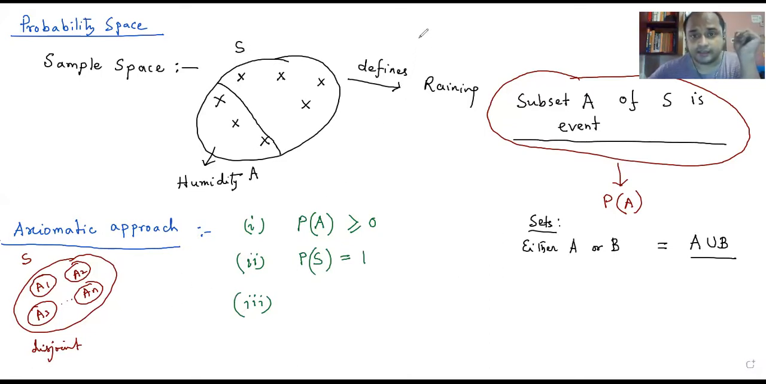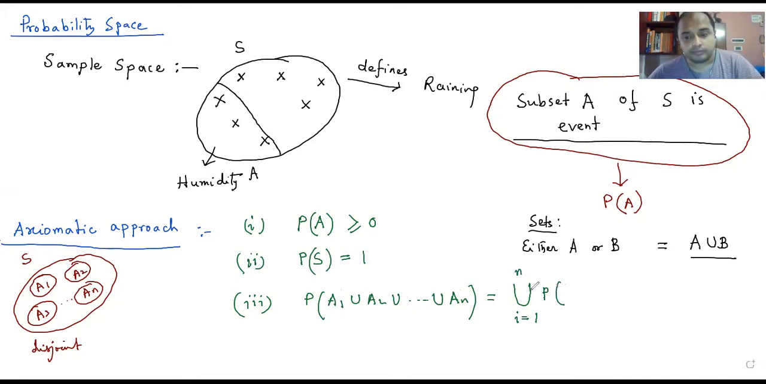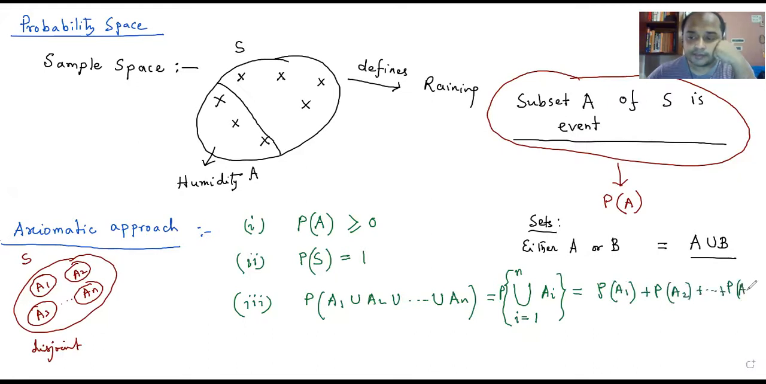If the scenario is like this, then the probability that either A1 will happen or A2 will happen or An will happen, we write in a simple way like this: union i goes from 1 to n of A_i, probability of this union, is equal to probability of A1 plus probability of A2 plus probability of An, which in short form we can write as the following.